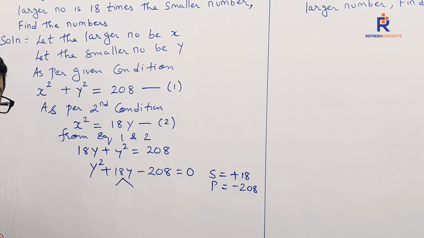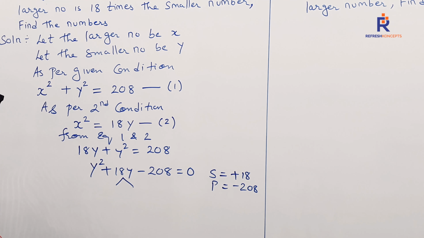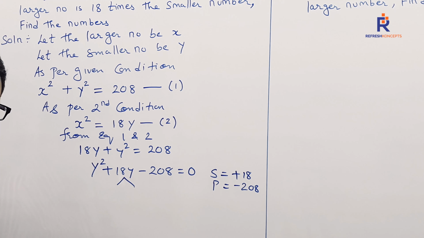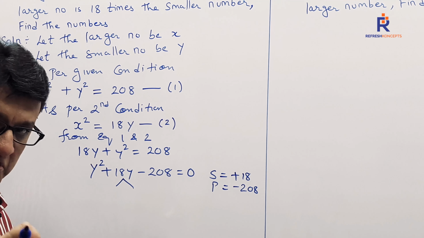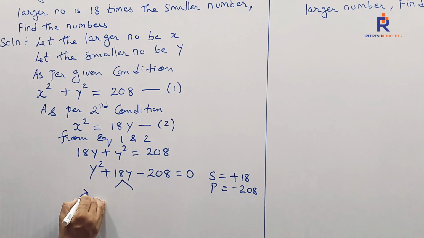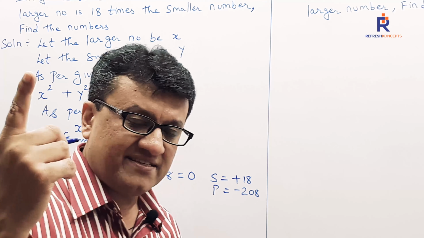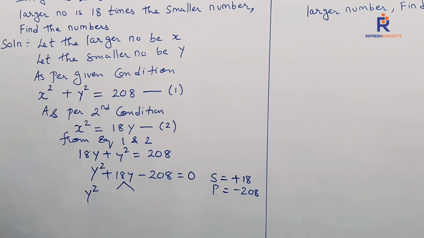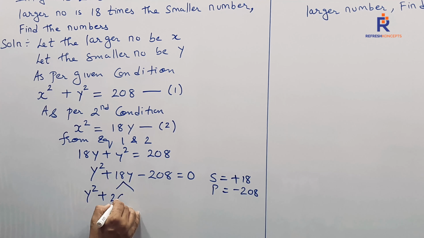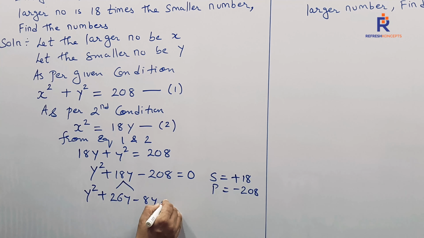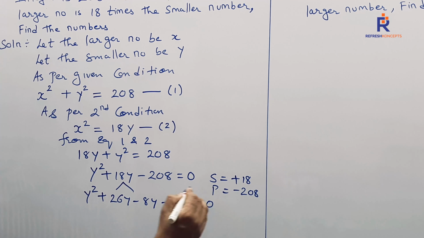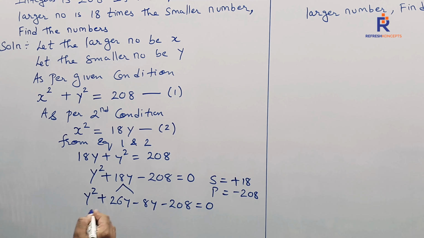Children, we need to first make it in the standard format. So what is the standard format? y square plus 18y, bring this over here, minus 208 is equal to 0. Now, is this in the standard format, children? Yes, indeed it is. So we need to factorize the middle term, as we are aware. So what is our sum? Our sum is plus 18 and our product is minus 208. So we are in search of two numbers.